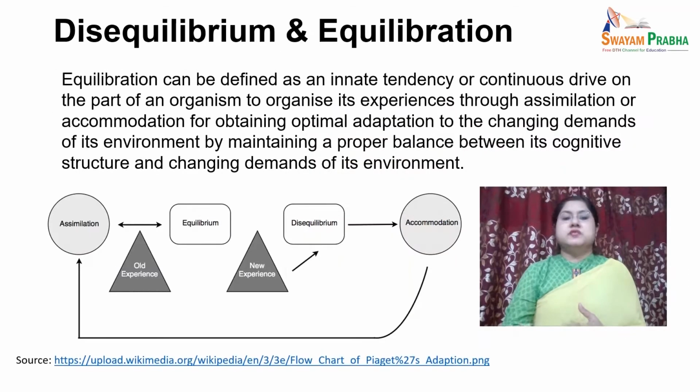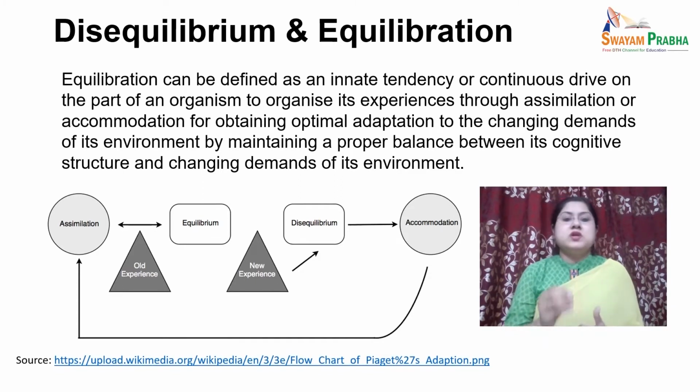So this was accommodation. Now we will see what is the next basic concept, and that is basically disequilibrium and equilibration. These two terms we will take at most of the times together. So that's why I have written them on the same screen. Parallel to the concept of processes of assimilation and accommodation, linked with the process of the child's cognitive development, Piaget postulated the concept of equilibration.